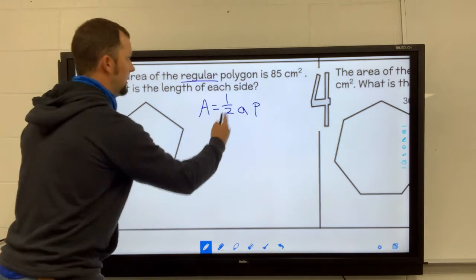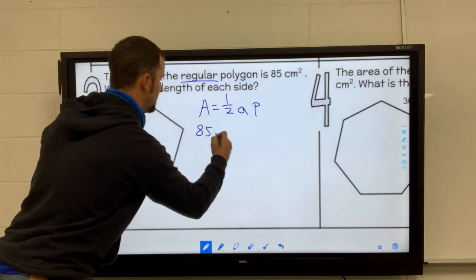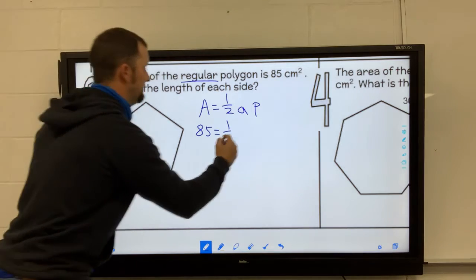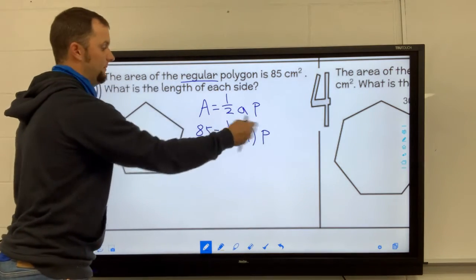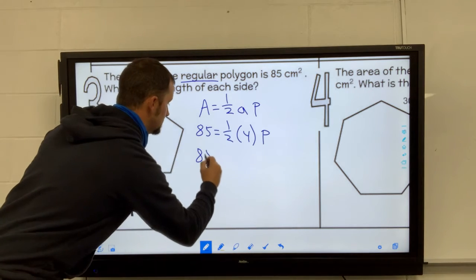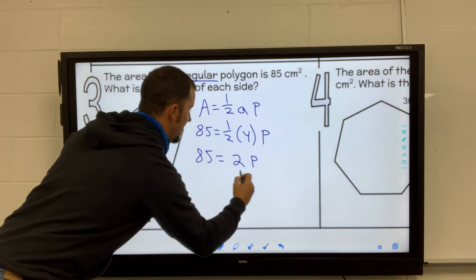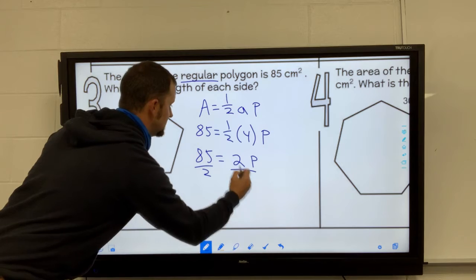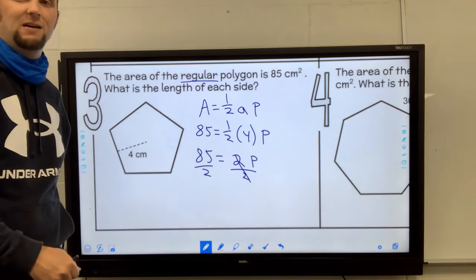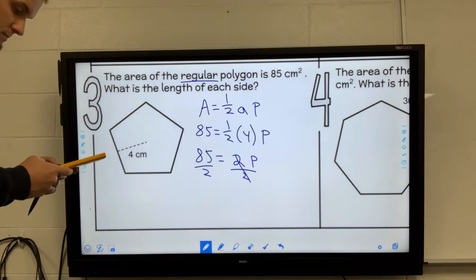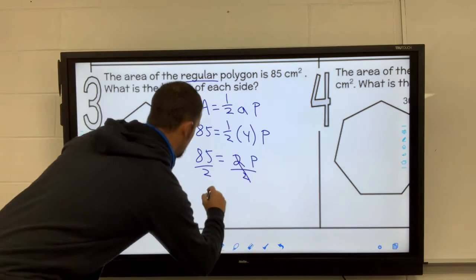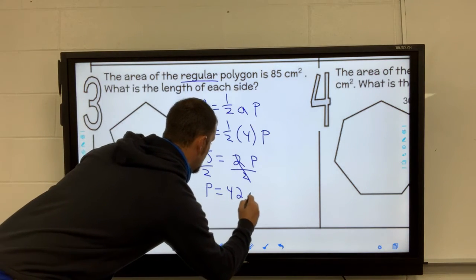So my area is going to be 85, my apothem is going to be 4, and then there's my P. On the right side, I'm going to simplify. So 1/2 of 4 is 2. So 85 equals 2P. Then I'm going to divide by 2 on both sides, so that's going to cancel. So 85 divided by 2 is going to end up giving me 42.5.